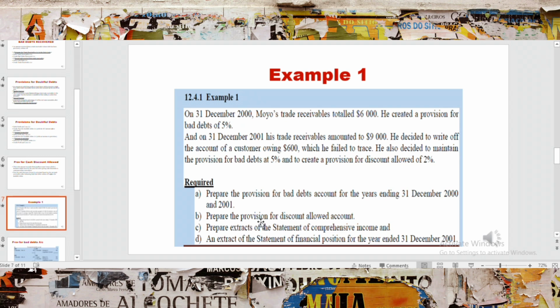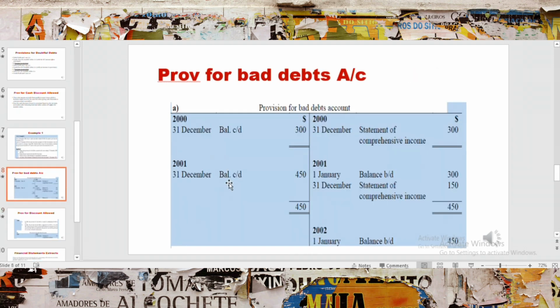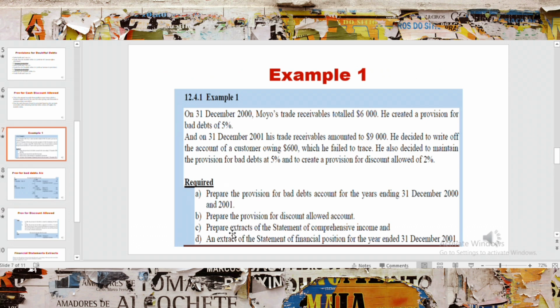Prepare the provision for discount allowed account, then prepare an extract of the statement of comprehensive income. Then you are also required to prepare an extract of the statement of financial position for the end of 31 December 2001. So how do you tackle this question?